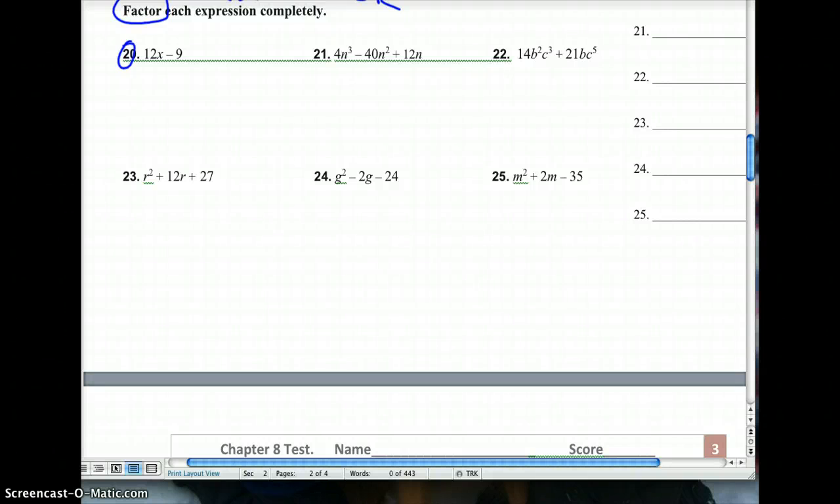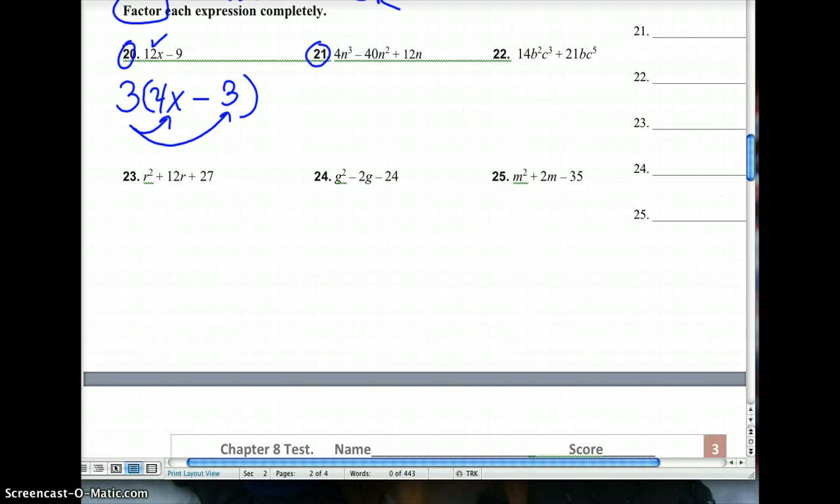On number 20, you can see that both 12 and 9 have a 3 in it. So really what I'm going to do is factor out or divide out a 3. When I divide it out of 12, I get 4, and the x is still in there. When I divide it out of 9, I get 3. And remember, we can always check that by multiplying back in, since they're inverse operations.